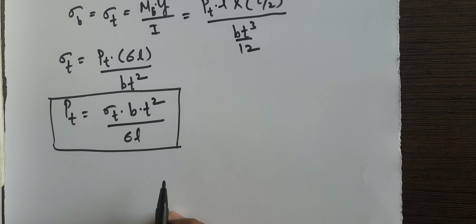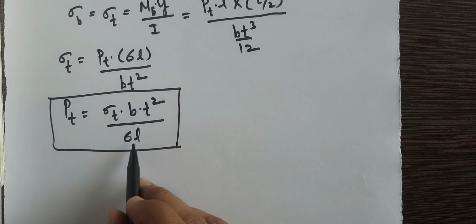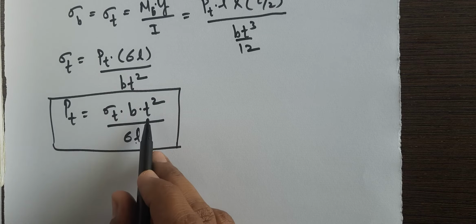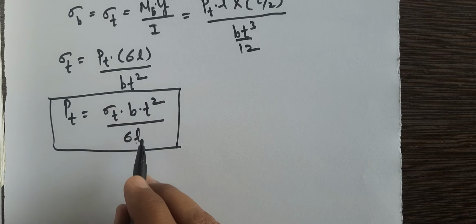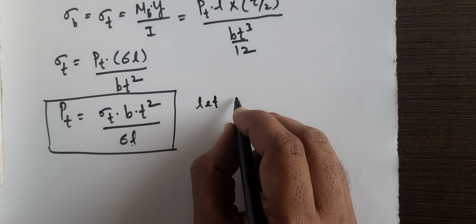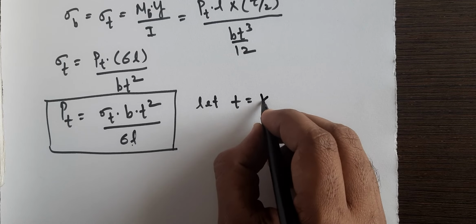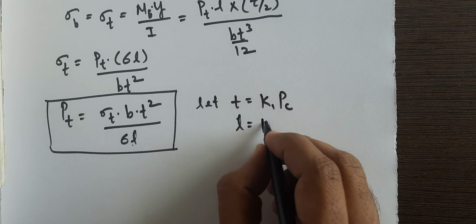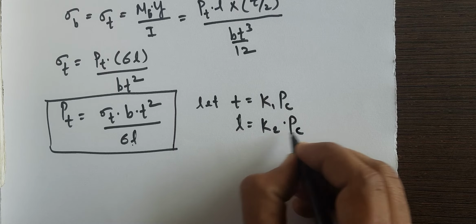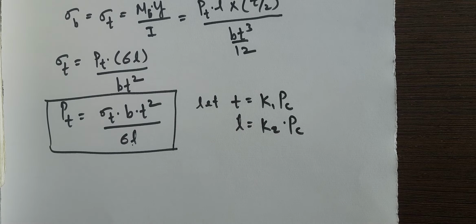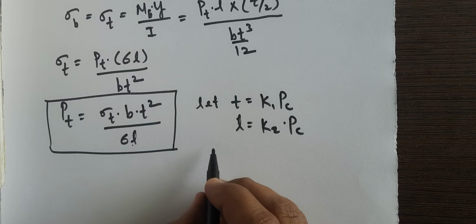Then here we have seen that t and L are nothing but the dimensions, thickness and length, of the gear tooth, and these dimensions depend on the size of the gear. So we'll let t is equal to K1 into Pc and L is equal to K2 into Pc, where K1 and K2 are nothing but constants and Pc is nothing but your circular pitch of the gear tooth in mm.